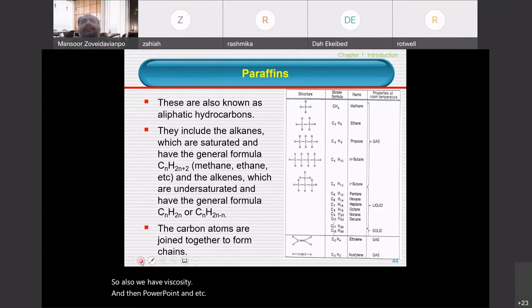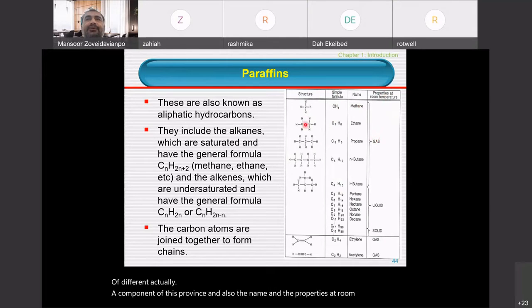Okay, this is the first one of our group in hydrocarbons. Another name for paraffins is aliphatic hydrocarbons. This table shows you specifically the structure of the different components of these paraffins, and also the names and properties at room temperature.